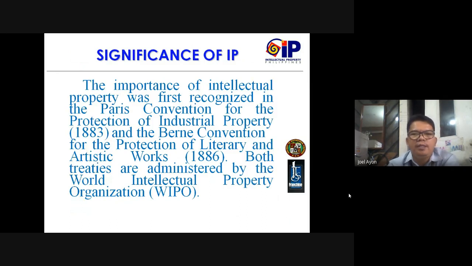Now, what is the significance of IP? The importance of intellectual property was first recognized in the Paris Convention for the Protection of Industrial Property in 1883 and the Berne Convention for the Protection of Literary and Artistic Works in 1886. Both treaties are administered by the World Intellectual Property Organization, also known as the WIPO.